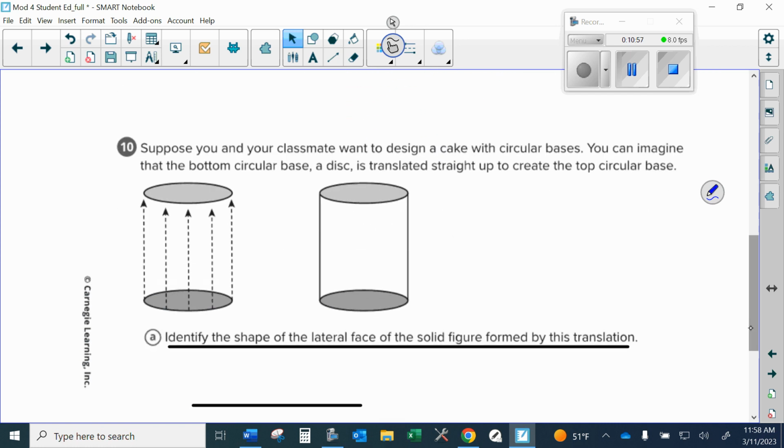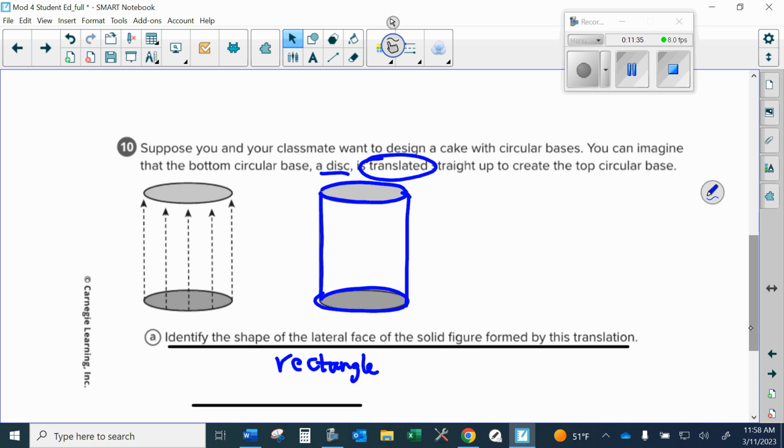Suppose you and your classmate want to design a cake with circular bases. You can imagine the bottom circular base as a disc, which is a circle filled in. It's translated straight up, so you see the word translated again, to create the top circular base. Identify the shape of the lateral face. Well, if I cut a little slice right here and then unfold it, it's going to become a rectangle as well.